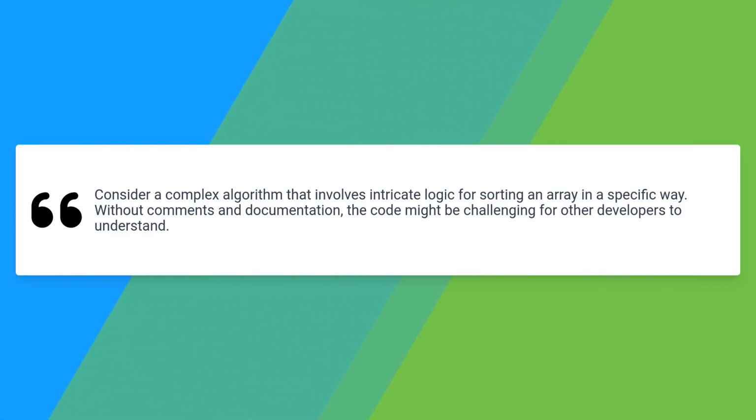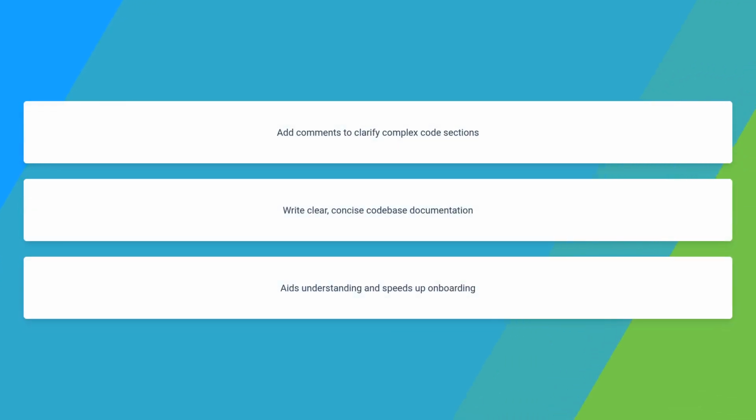Here are things you can do to achieve better documentation in your project. Add meaningful comments to explain complex parts of your code. Write clear and concise documentation for your codebase. Helps others understand your code and accelerates onboarding.